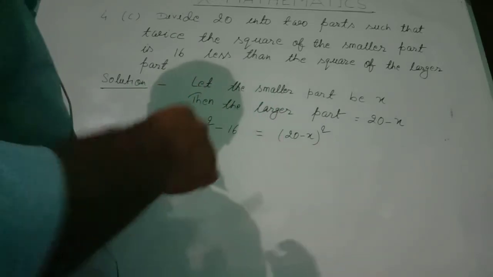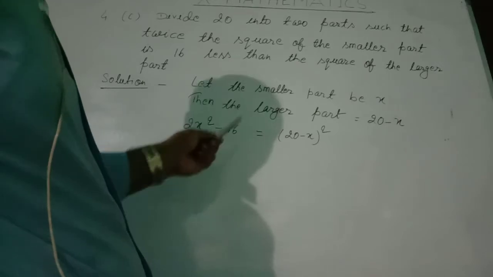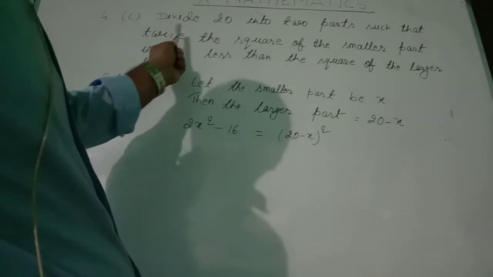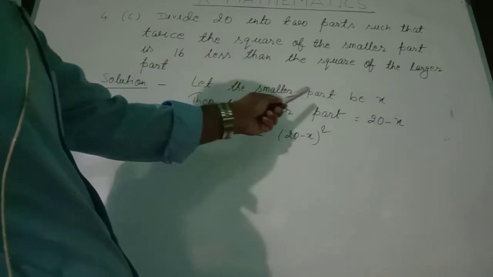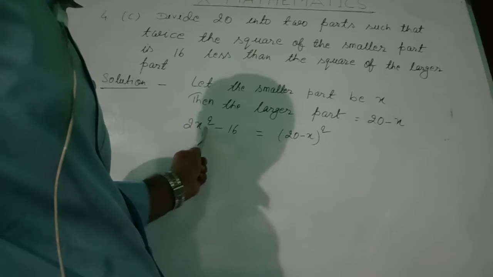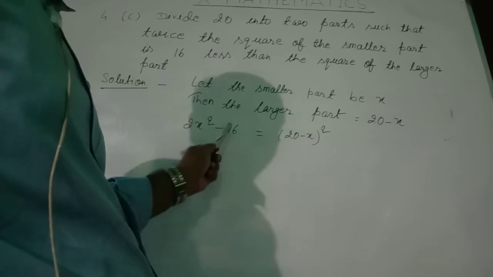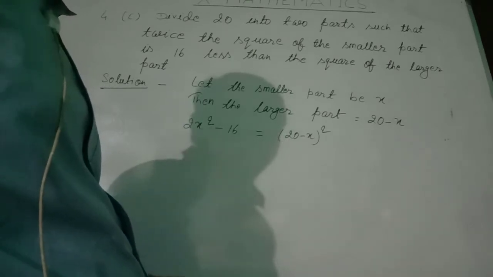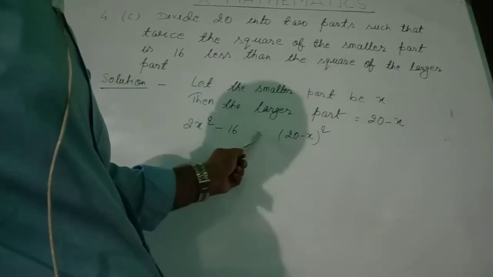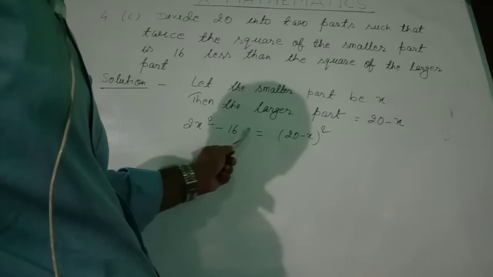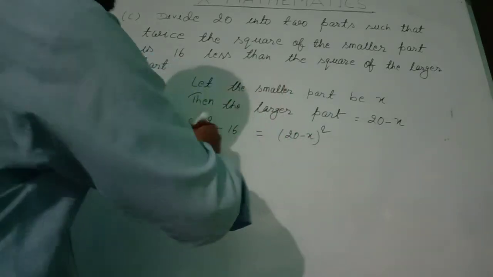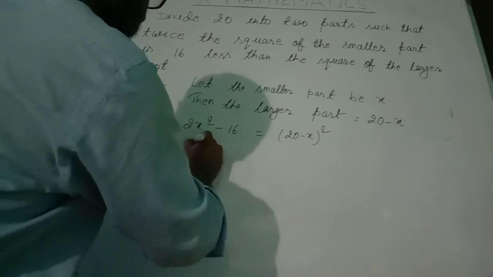So, as per the question, this is divided into two parts such that twice the square of the smaller part is 16 less. How much less? 16 less means minus 16. Then the square of the larger part. Now solve this equation for the value of x.